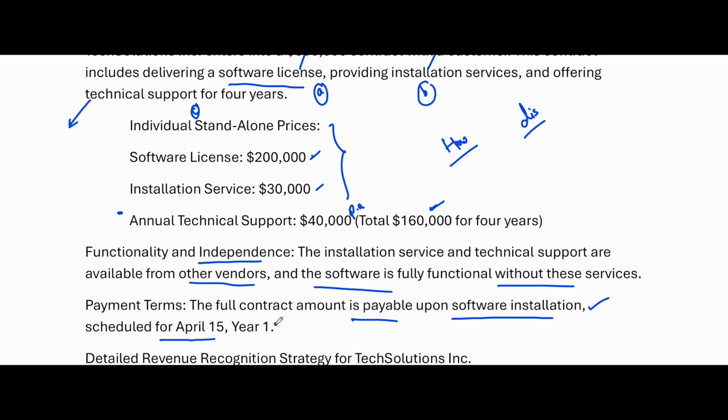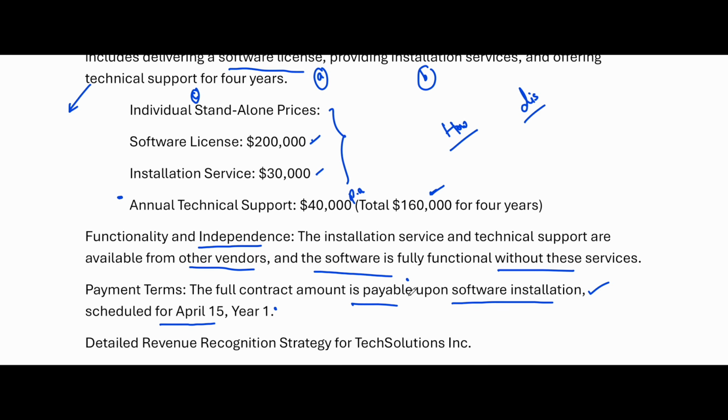Please understand this. You need to remember while reading the question only. Payment terms, it is payable upon installation only. In the beginning they are paying. Okay. Detailed revenue recognition strategy: our question is when you need to recognize the revenue and how you need to recognize the revenue.